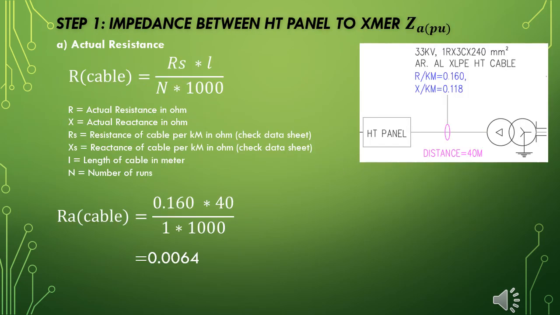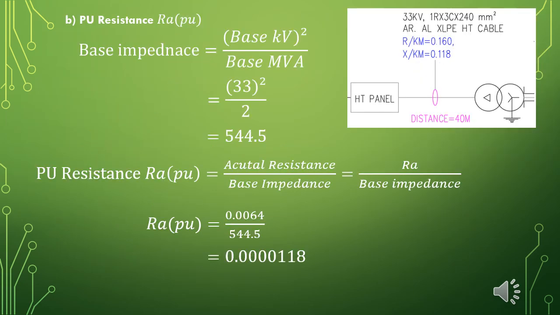We'll calculate the actual resistance using the formula shown on the screen. The resistance value is taken from the datasheet. The length of cable is 40 meters with single run. After inputting the values, we get an actual resistance of 0.0064. Now, let's calculate the base impedance using the values provided on the screen.